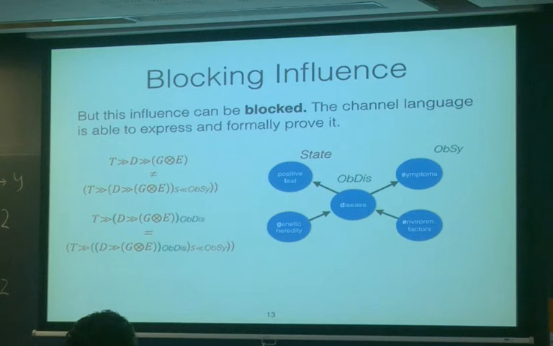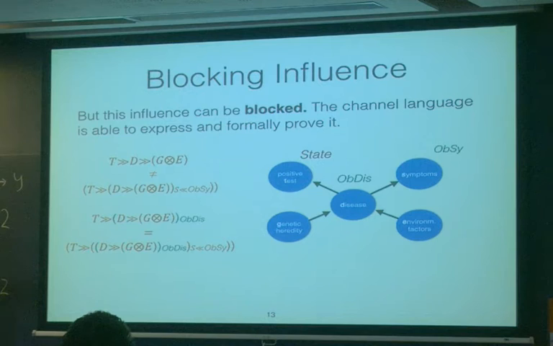And this in our language can be expressed as follows. You see that this is the same expression as before. It's just now I do another observation on the disease node in here and in there. And this observation blocks the influence, meaning if I do this, now I don't get anything different.